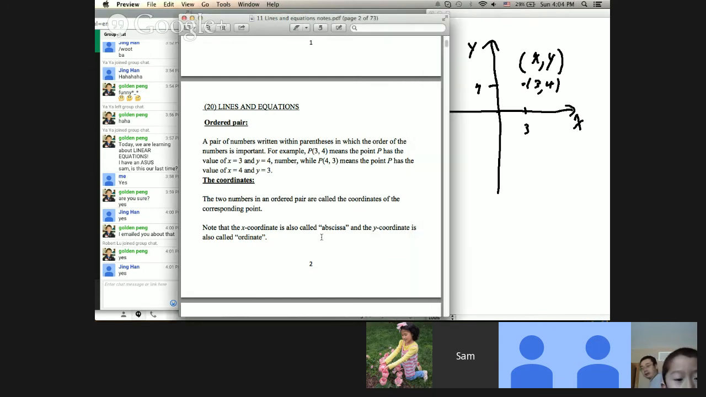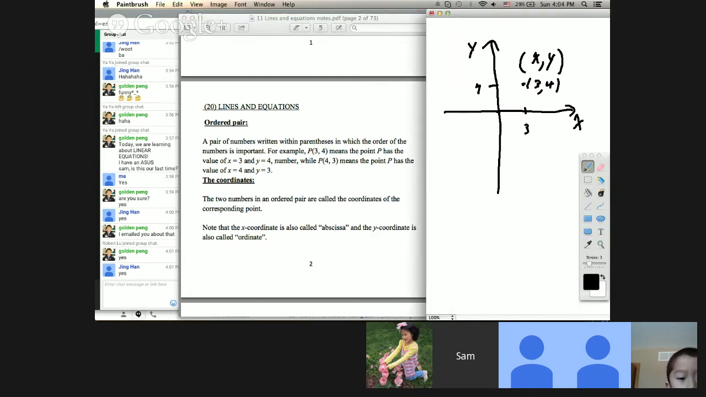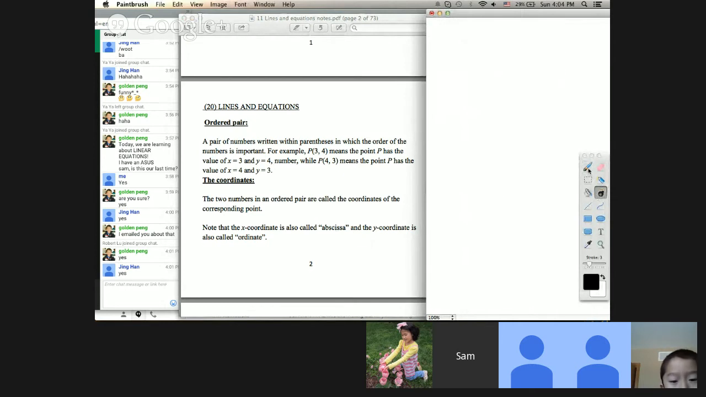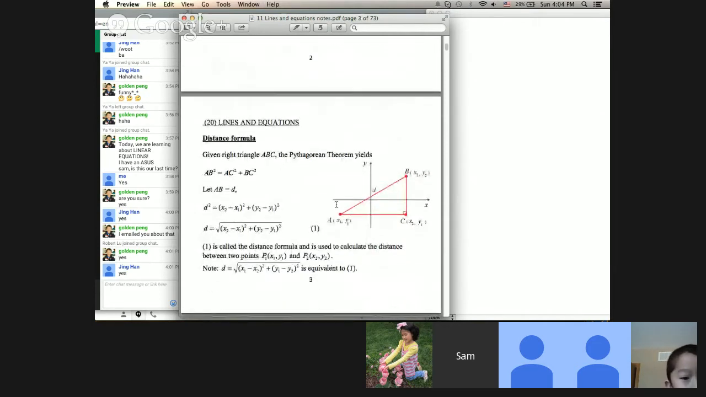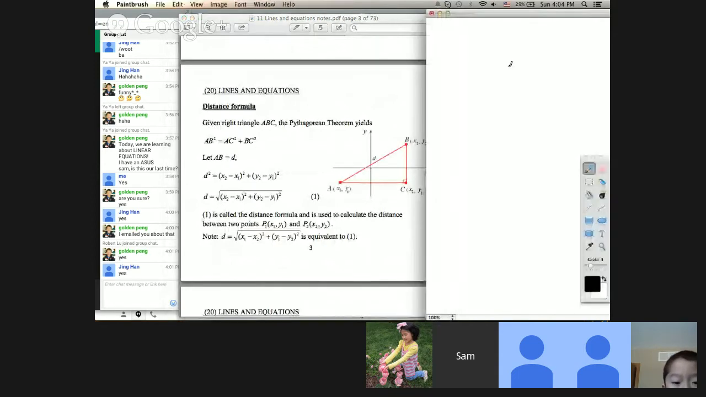Also, you don't really have to know this, just fun trivia. The x-coordinate is also called the abscissa. The y-coordinate is called the ordinate. You don't really need to know that. Okay, so this is an important formula.